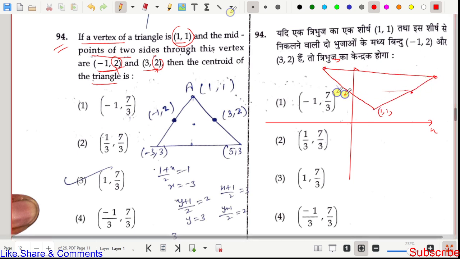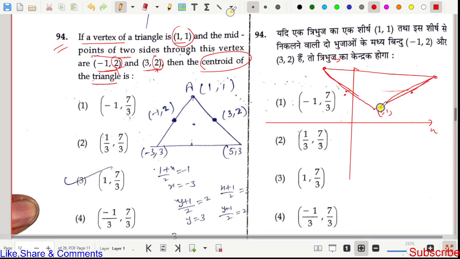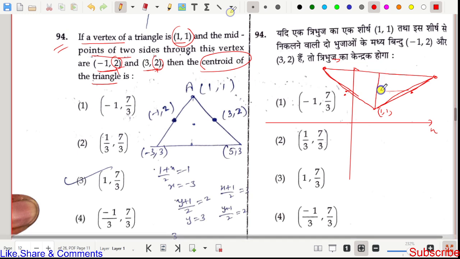Now we have to find the centroid. You can check that these two sides of this triangle are equal, so this is an isosceles triangle. In an isosceles triangle, to find the centroid: the centroid means all the medians pass through that point. So this is one median, and similarly we get another median. The centroid will lie on this median, at some point on it.